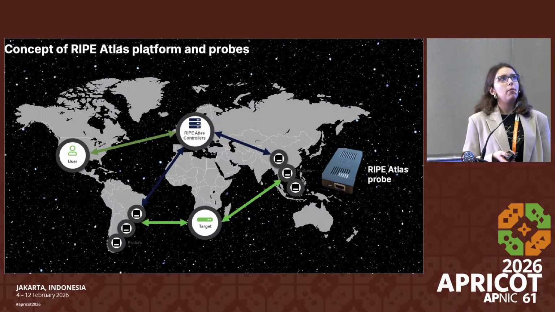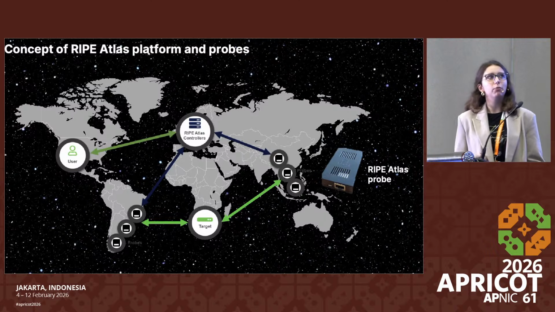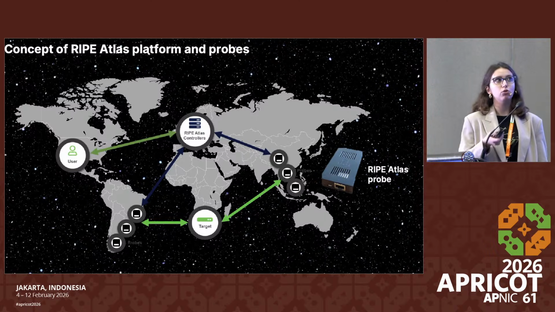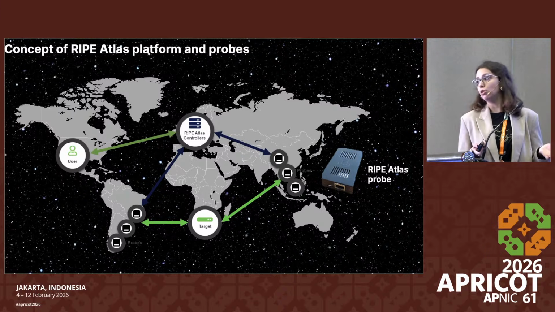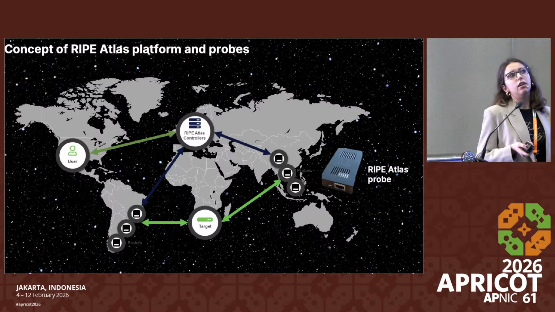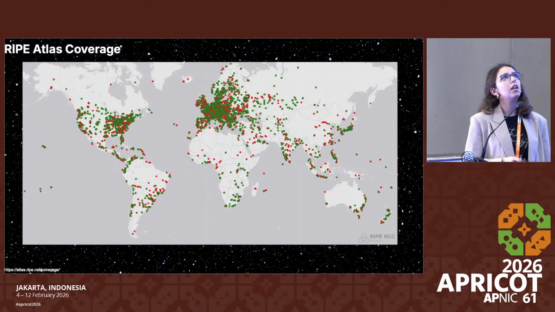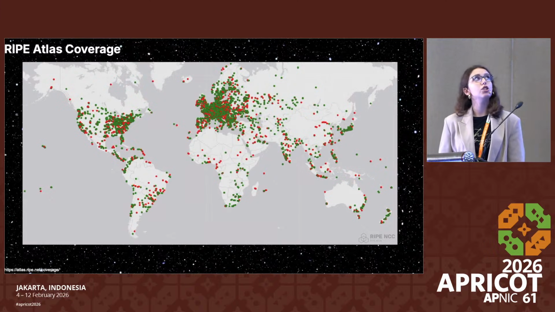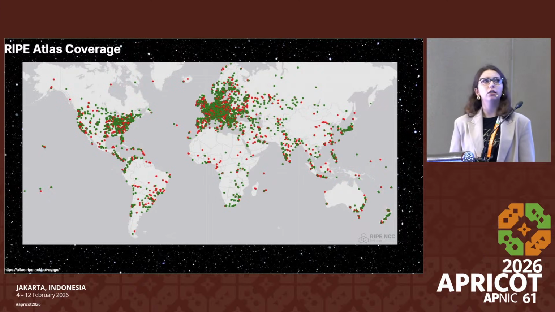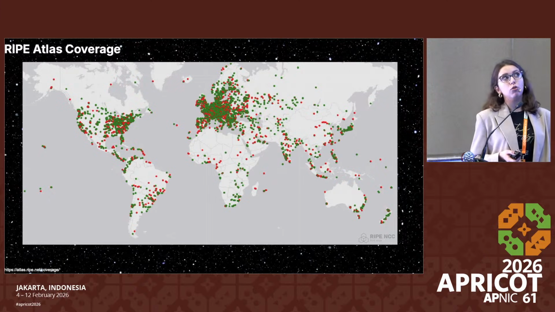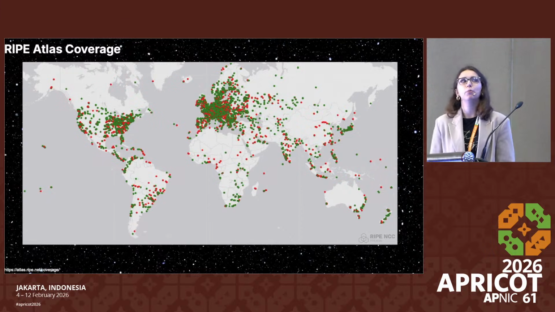And on this map, you can see the concept of how the RIPE Atlas platform functions. The RIPE Atlas controller is the brain of the whole platform. And I think Randy has a good description of what RIPE Atlas is. And on this map, I just want to show you RIPE Atlas coverage, that we have so many connected RIPE Atlas probes in Europe and in the USA, but maybe in this region we need more probes.